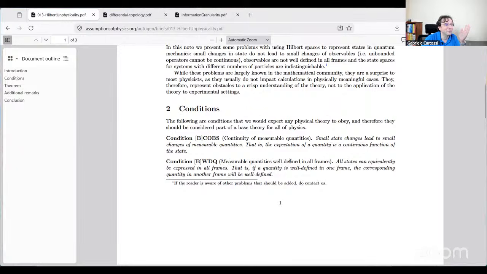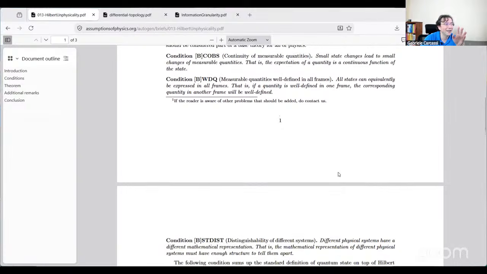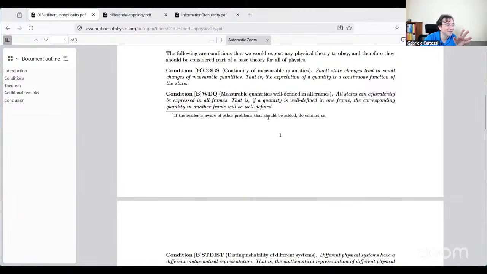Measurable quantities have to be well defined in all frames. It can't have that quantities defined for one frame, like position is defined for me, but it's not defined for you. That doesn't make any sense. I have infinite variance in my position, but you have finite variance for your position. Those things do not make sense. And again, Hilbert spaces do not satisfy this.